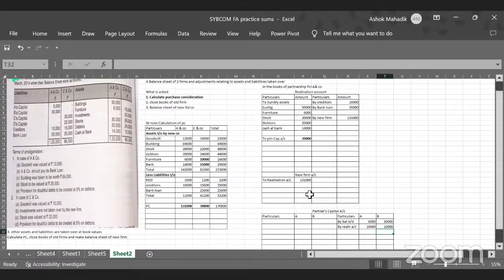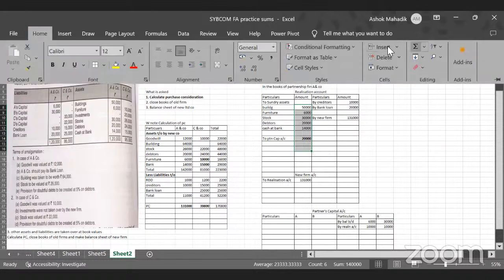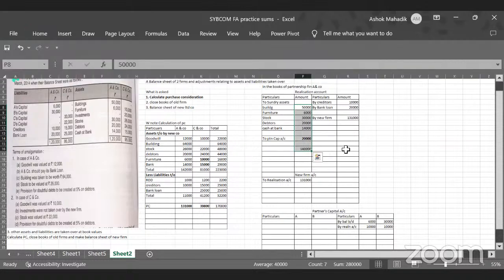Now we'll close the realization account. We'll check which side is heavier. Was there any other adjustment we missed? No, we put everything here. Now let us see the total. The total of debit side first, okay, 140, and credit side. I'll just check. Okay, credit side is heavier.